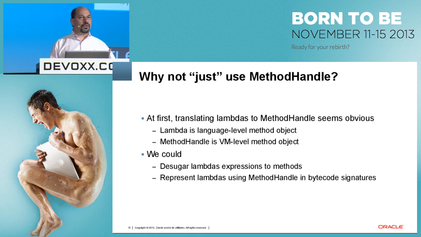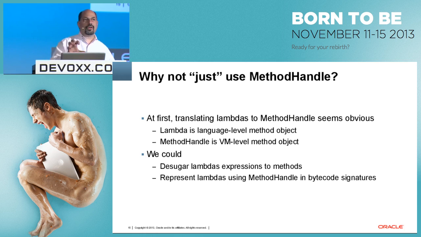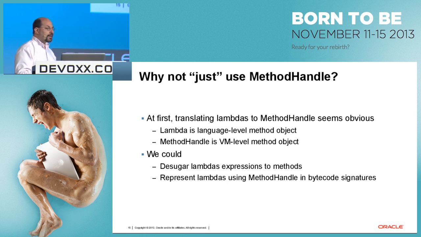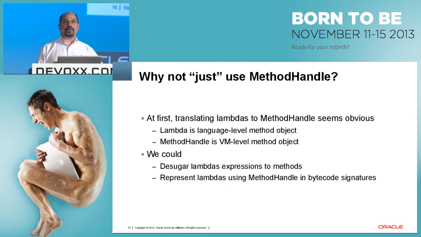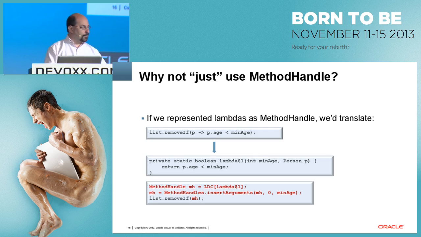All we would have to do in this scenario is, for each lambda expression, desugar it to a method. So take the body of the method out of the lambda and stick it in some method called lambda$12. And then we would represent lambdas in the bytecode signatures as method handles. So let's take a look at what that looks like with our same example.